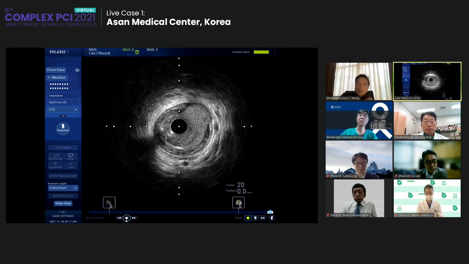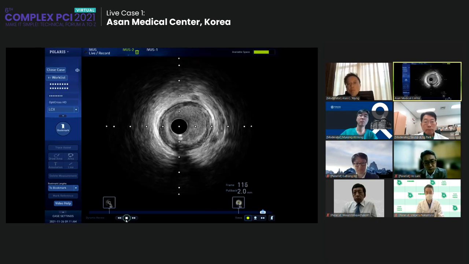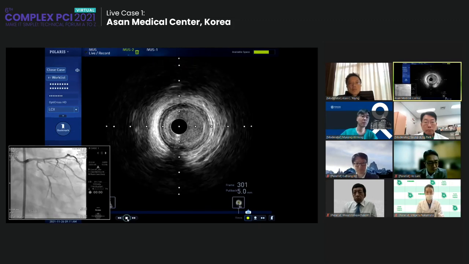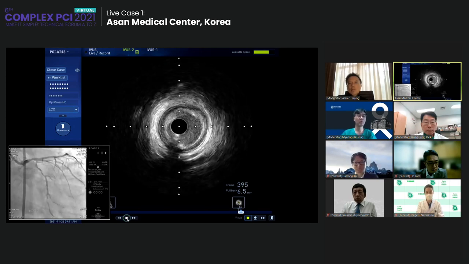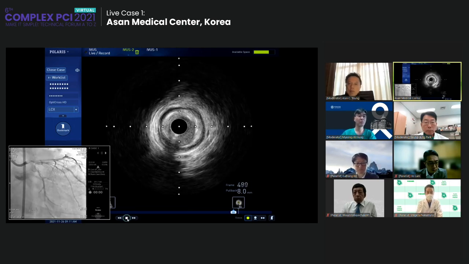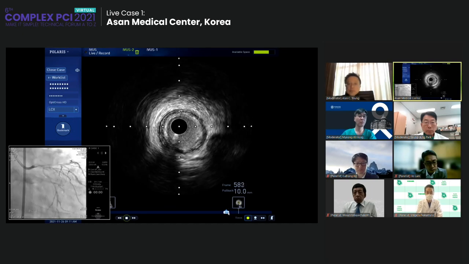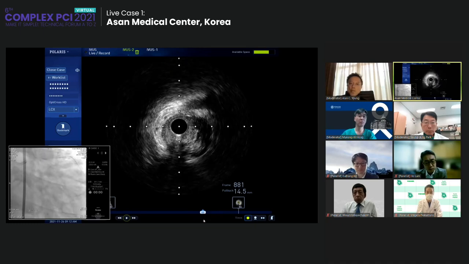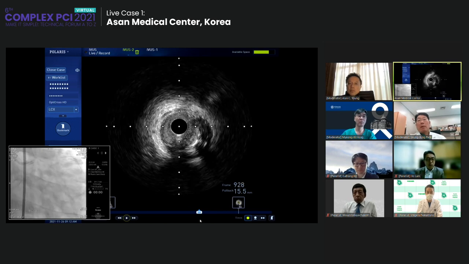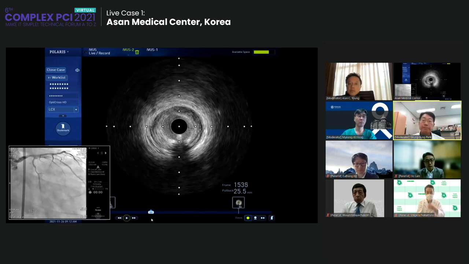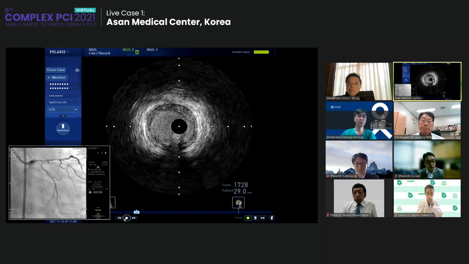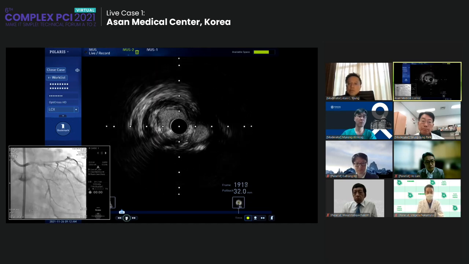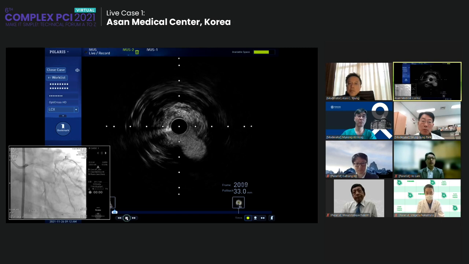Okay, can you explain? This is a circumflex pullback from the proximal circumflex. As you can see, the vessel size is about 3.0 or a little bit more. Here would be the mild plaque area. Proximally, as we move, you can see some negative remodeling of the vessel. Proximally, there is a region with tight plaques, and the proximal circumflex. And here is the very proximal circumflex, so we can see we are going into the circumflex ostium.